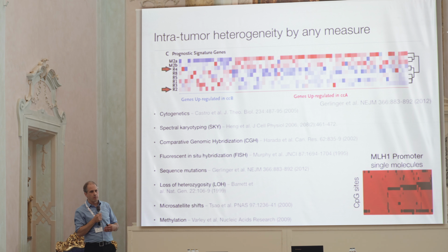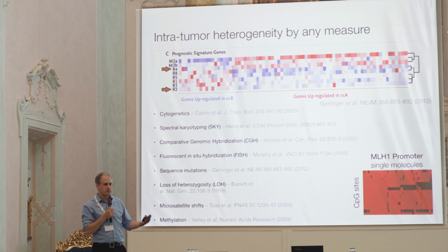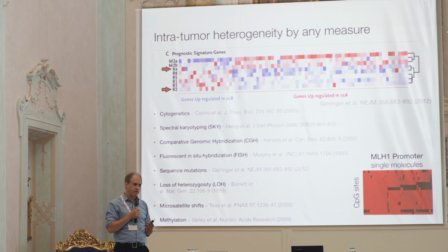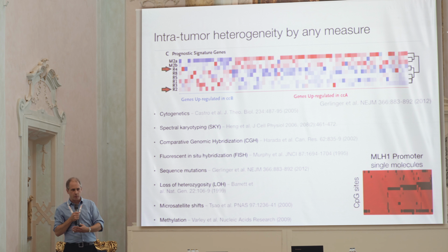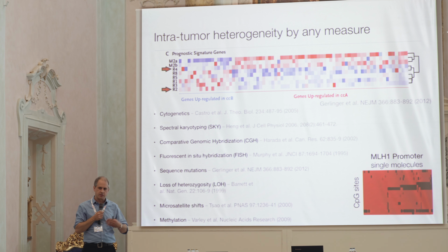And it turns out that no matter what assay you use on pretty much every tumor you find intra-tumor heterogeneity, variation, diversity within the tumor. So this is a fundamental phenomenon in cancer, and it's what drives, of course, natural selection. You have to have variation within a population in order to get natural selection, so it's also driving the dynamics of cancer.